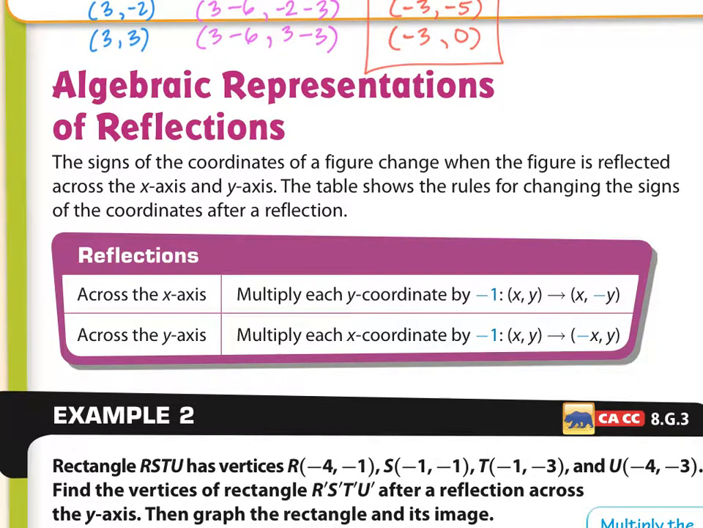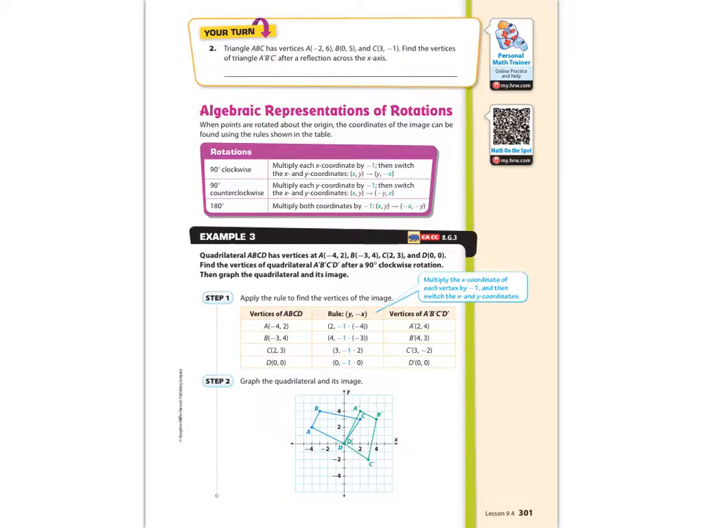X comma y becomes negative x comma y. So this is how I remember it. You can remember it however you like. But across the x-axis, the y changes. Across the y-axis, the x changes. Okay, x-axis, y changes. Y-axis, x changes. Okay, let's take a look at the your turn.